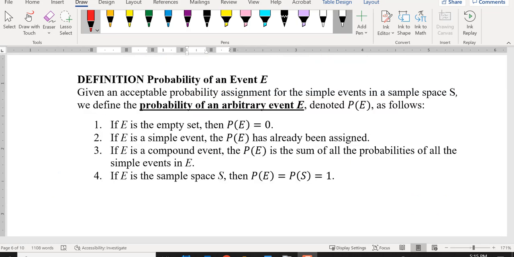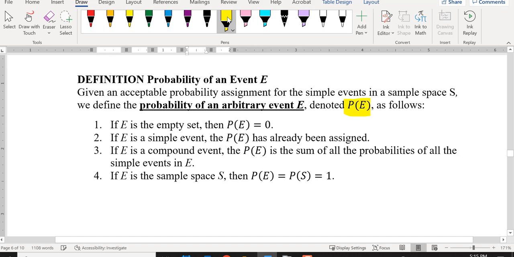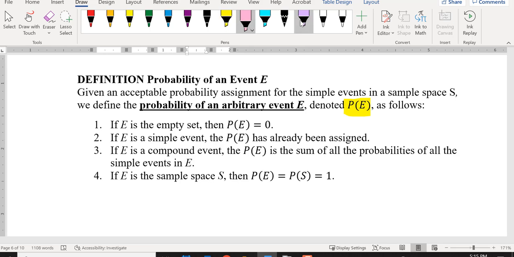Another definition, probability of an event E. Given an acceptable probability assignment for the simple events in a sample space S, we define the probability of an arbitrary event E. So we're going to denote that, the probability of E, as follows. If E is the empty set, we say the probability of the event E is 0. If E is a simple event, the probability of E has already been assigned.